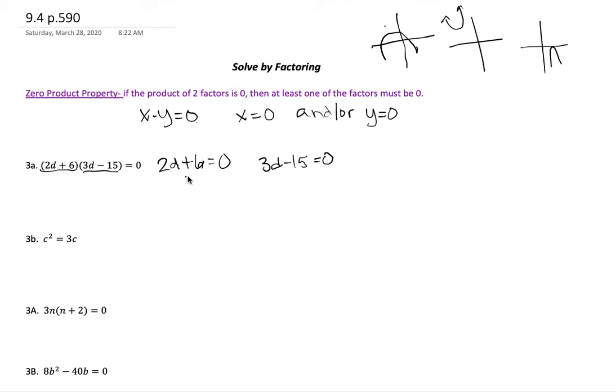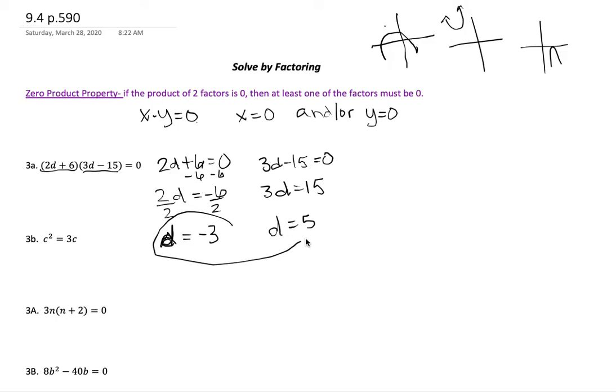So I'll subtract 6, 2d equals negative 6, and then I'm going to divide by 2. So I have d equals negative 3. And on this side, I'm going to add my 15 and divide by 3, so d equals 5. So those are my 2 answers, negative 3 and 5.